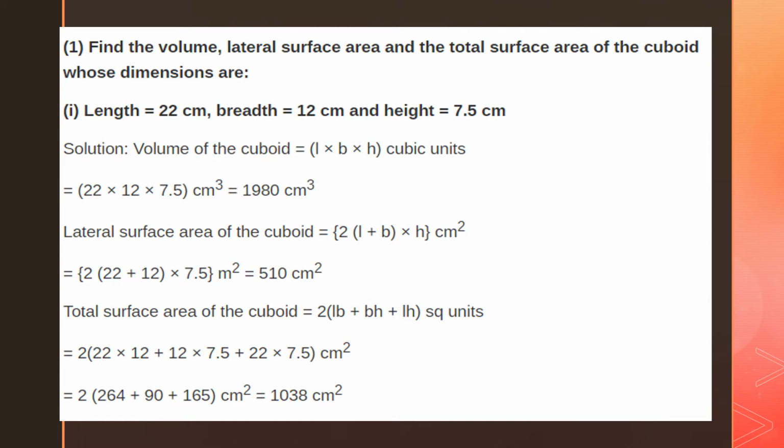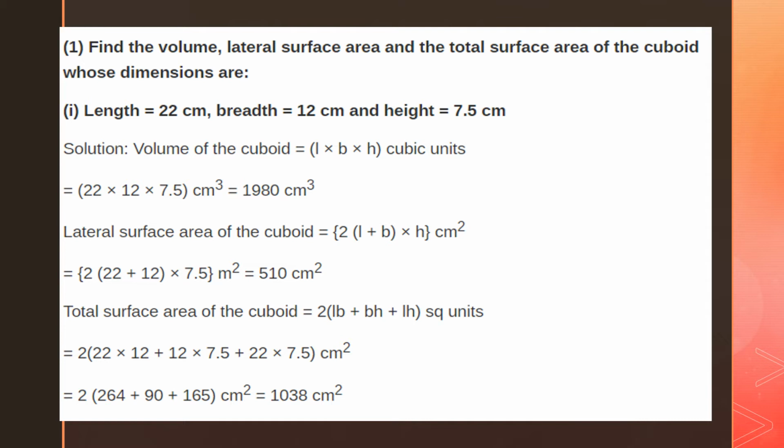Find the volume, lateral surface area and total surface area of the cuboid whose dimensions are given. What is the formula to calculate the volume of a cuboid? Length into breadth into height. Since the unit is multiplied 3 times, it is cubic units. If it is length into breadth, we have seen square units. Here length into breadth into height is cubic units. Here the unit is centimeter, so it is centimeter cube.